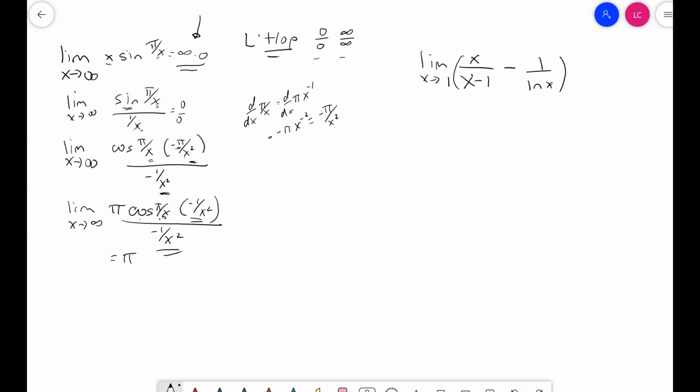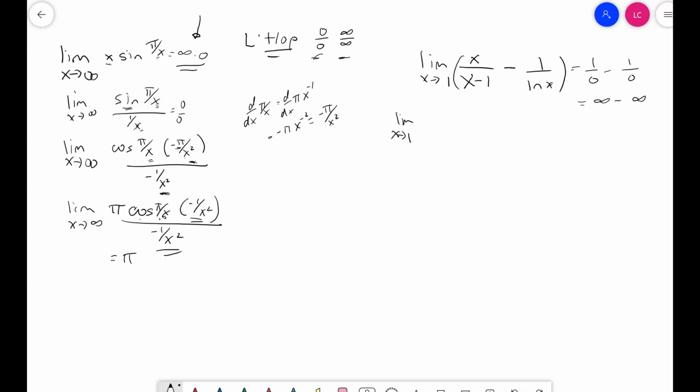So here's this other case. What happens if I have something like this? If I put in 1, I get 1 over 0 minus, I know that ln of 1 is 0. 1 over 0, we call it infinity. So this is like saying infinity minus infinity. All right, so that is an indeterminate form. I cannot use L'Hopital.